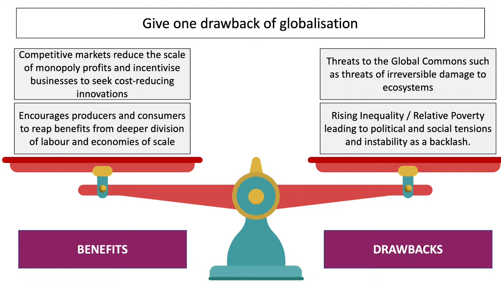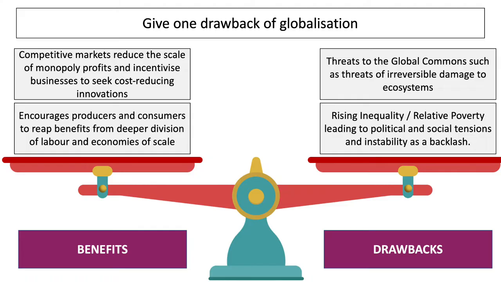And then the other one that we've got here for you is threats to the global commons. So again, that's a slightly more synoptic idea, because we're drawing on the microeconomic ideas of market failure. So threats to the global commons, such as, so nice to see an example, threats of irreversible damage to ecosystems, perhaps from overproduction. And Ashe was referring to overdependence and overreliance. Perhaps what we've got here is overproduction of some goods in order to be able to service the larger global market. And what that might lead to is irreversible damage to some ecosystems. So good work there. Thank you.